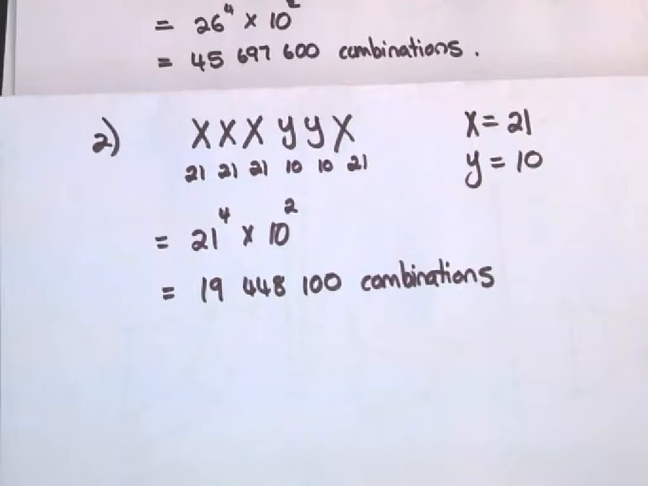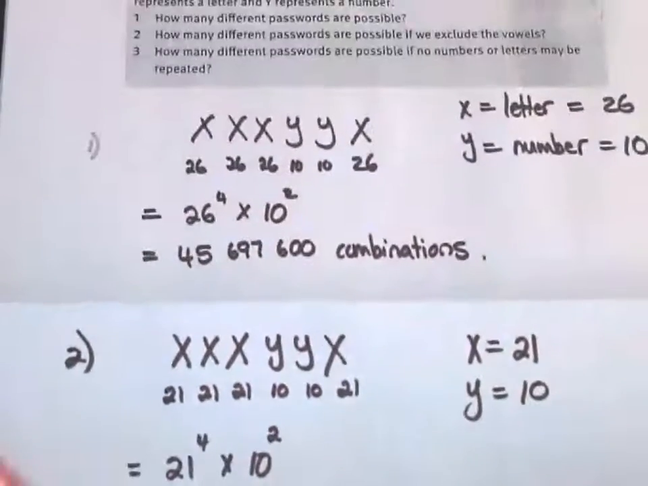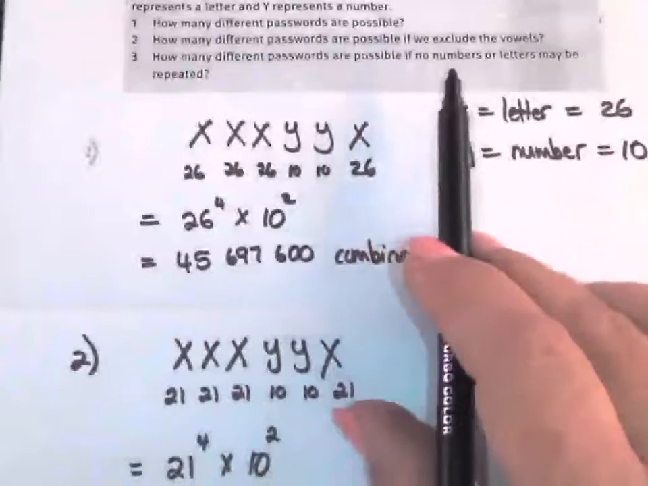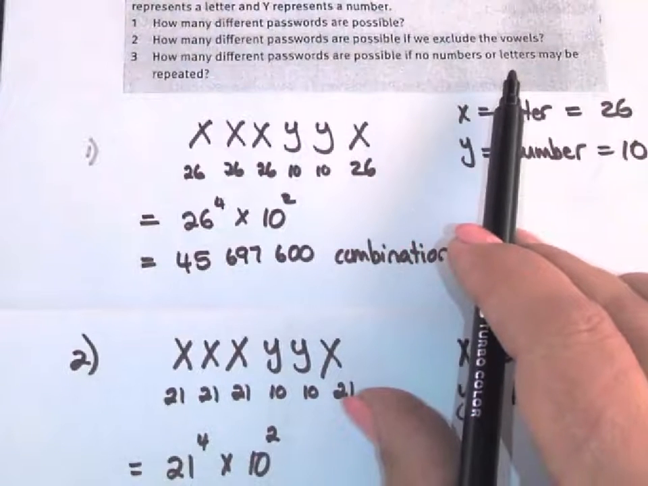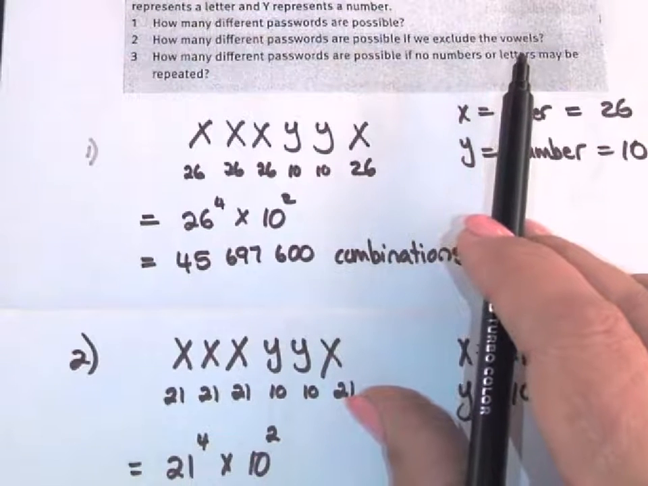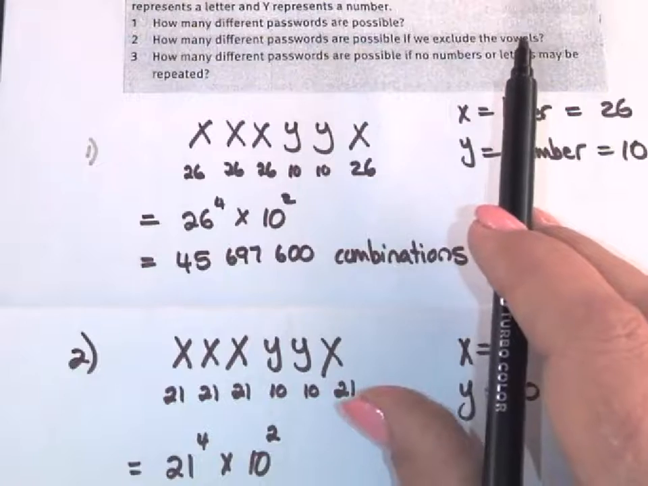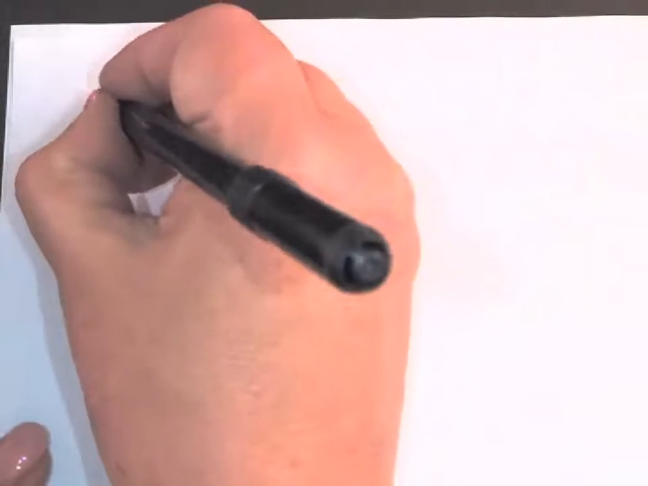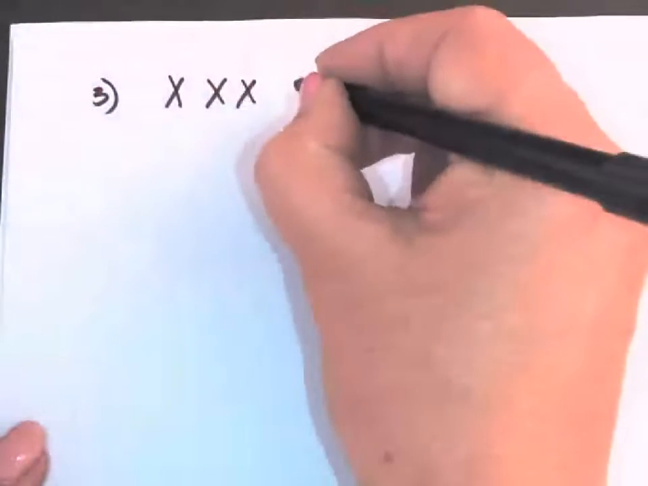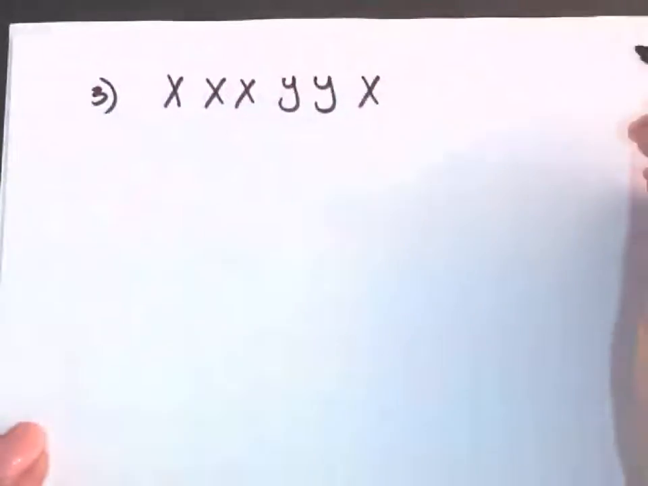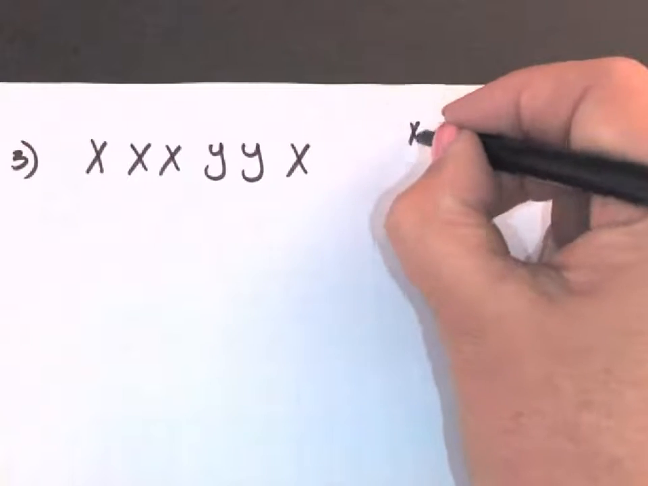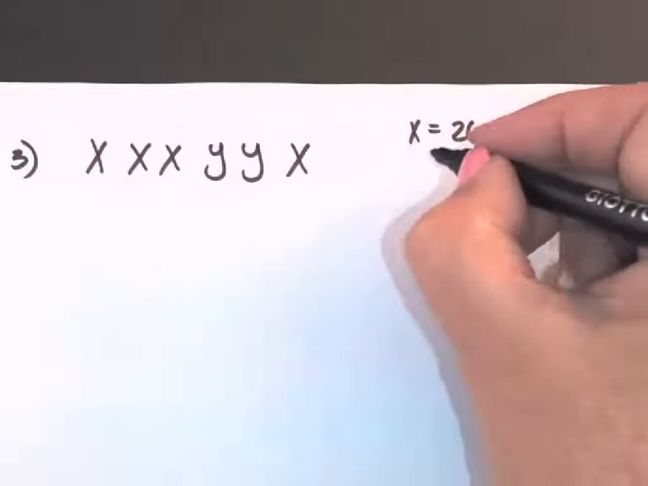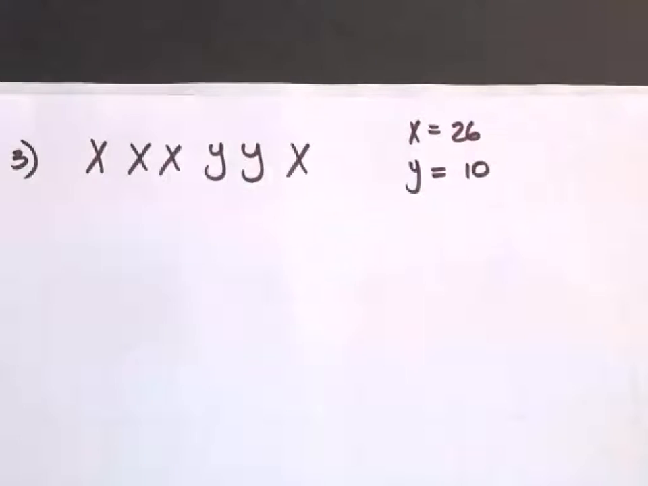Now for number 3. How many different passwords are possible if no number or letter may be repeated? So you can't use doubles. We start again with 3 x's, 2 y's, and an x. We're back to normal letters. So the x, we have 26 possibilities, and for y, we have 10 digits.